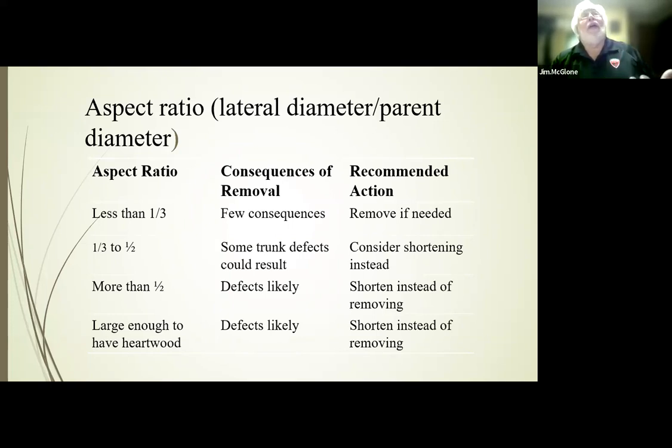And if the branch you're going to remove is large enough to have heartwood, then you are likely to get defects, because now you're exposing relatively poorly protected wood to pests and disease. And so you might want to try shortening it instead of removing it. The other thing about the aspect ratio is we generally want the aspect ratio, if we're doing a removal or a reduction, to be greater than 1/3, although we can reduce to an aspect ratio of less than 1/3 if that's what needs to be done.